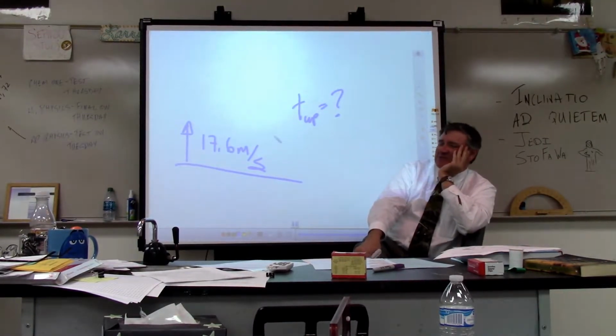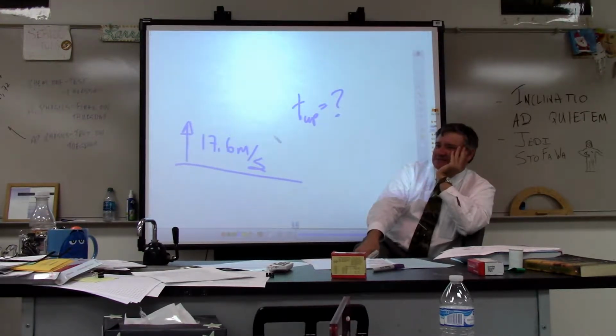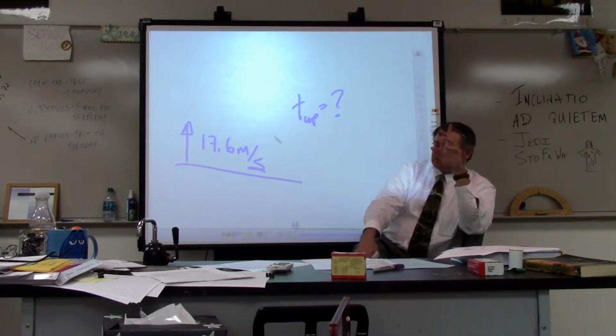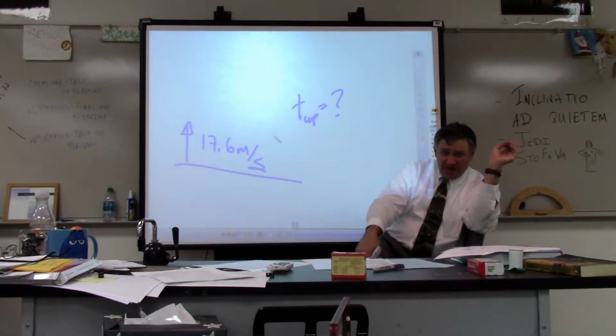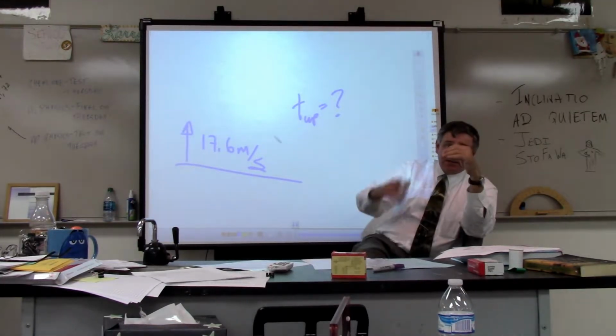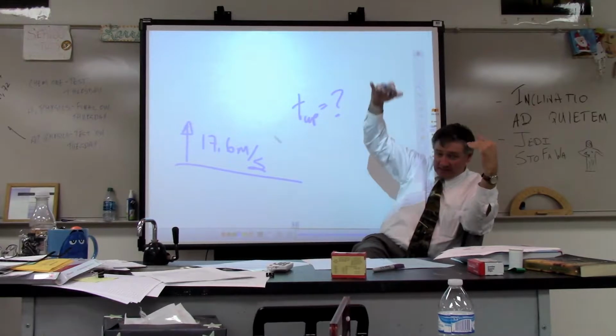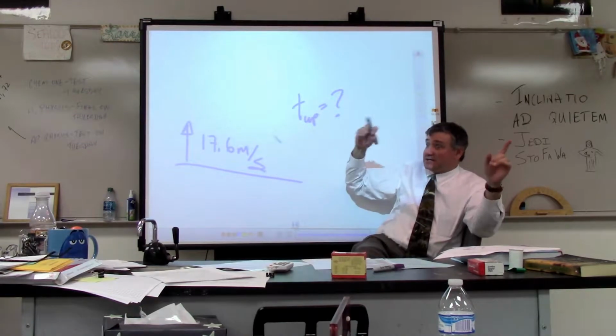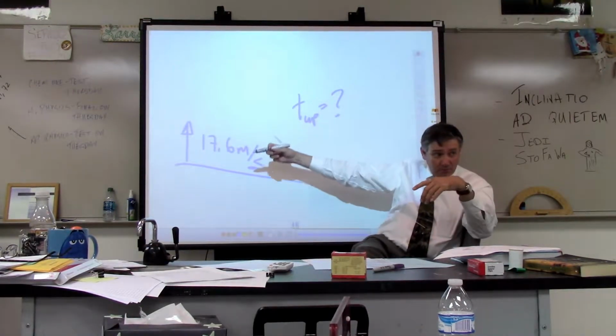Liz, more than a second or less than a second to reach maximum height? I think more. Why do you think more? Because if you take that number, divide by 9.8, it would be more than 1. Okay? So look at it this way. What if my initial velocity was exactly 9.8 meters per second? How long would it take to get to a maximum height? Exactly 1 second. So since this is greater than 9.8 meters per second, my time has to be greater than 1 second.